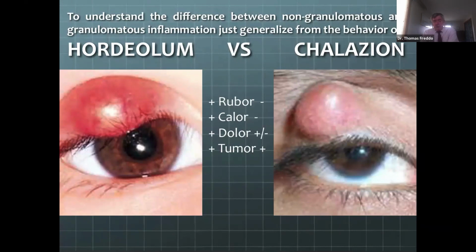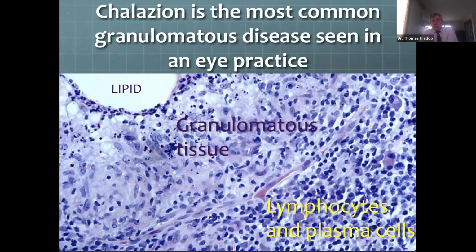By contrast, when you look at a chalazion, there's less redness, there's usually almost no heat. The pain is certainly less than you'd expect from a lesion of its size, but there is nonetheless swelling. And as a reminder, to close, chalazion is the most common granulomatous disease seen in an eye practice.